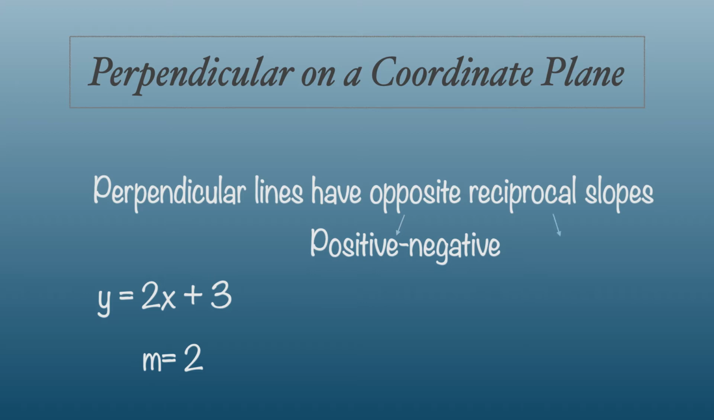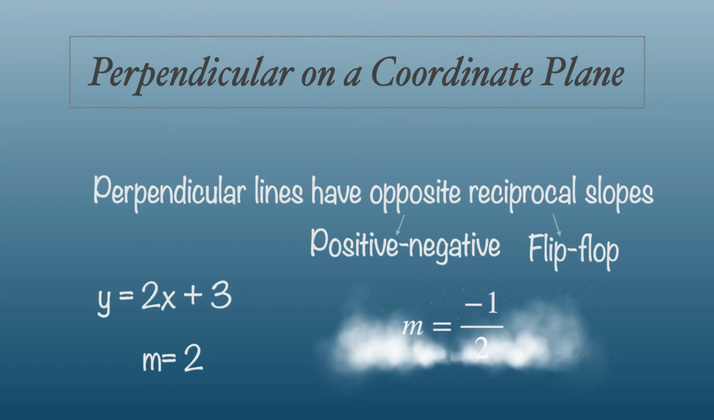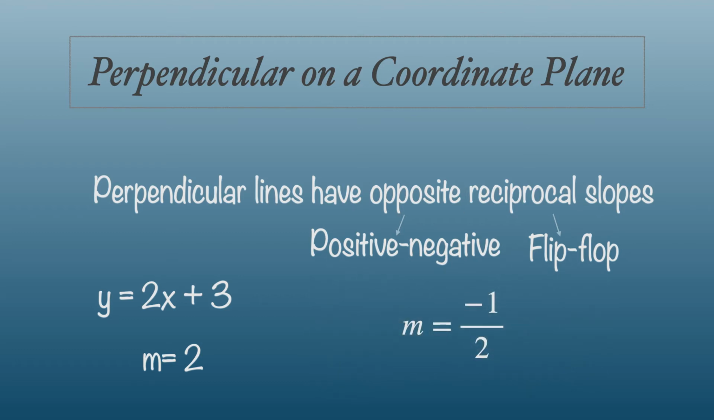And reciprocal. Now this is not the technical definition, but I like this definition because kids understand flip-flop. So here I have the slope is 2. Remember, I can write any whole number over 1 and make it a fraction. The flip-flop of that is going to be 1 over 2. So the perpendicular line slope has to be negative 1 over 2.